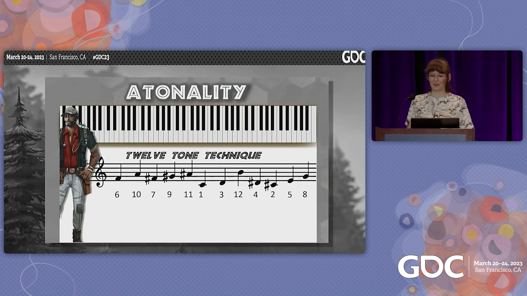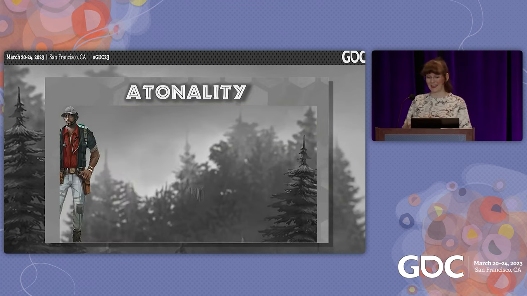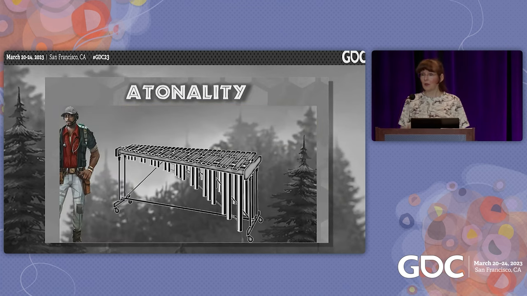Using the 12-tone inspired approach makes our lead lines feel a lot more unpredictable. So let's check out another example of that in action. Here's some exploration music. Notice the 12-tone influence in the marimba part.